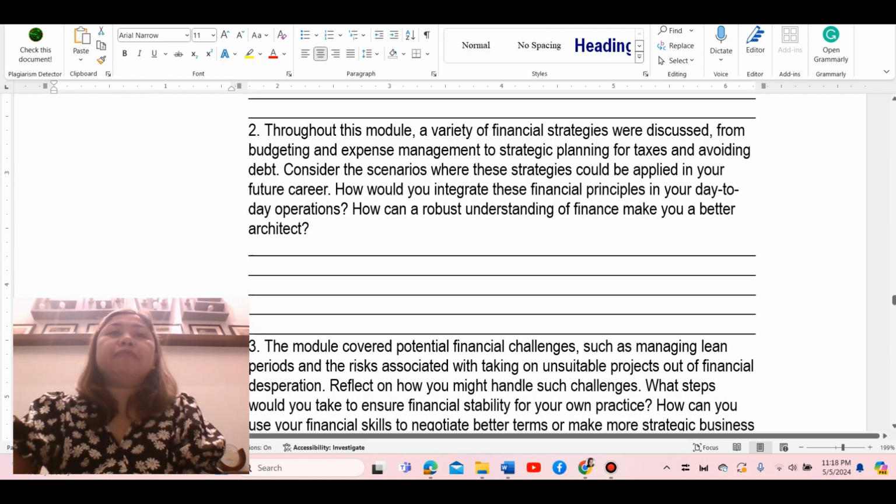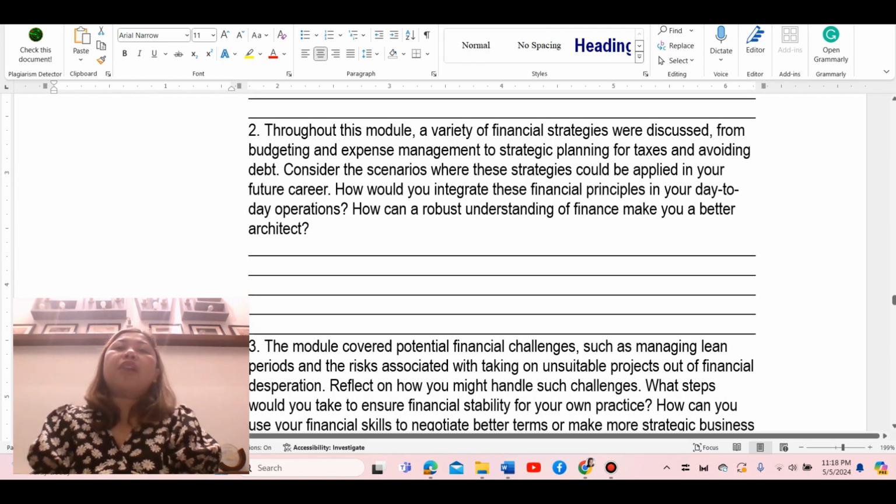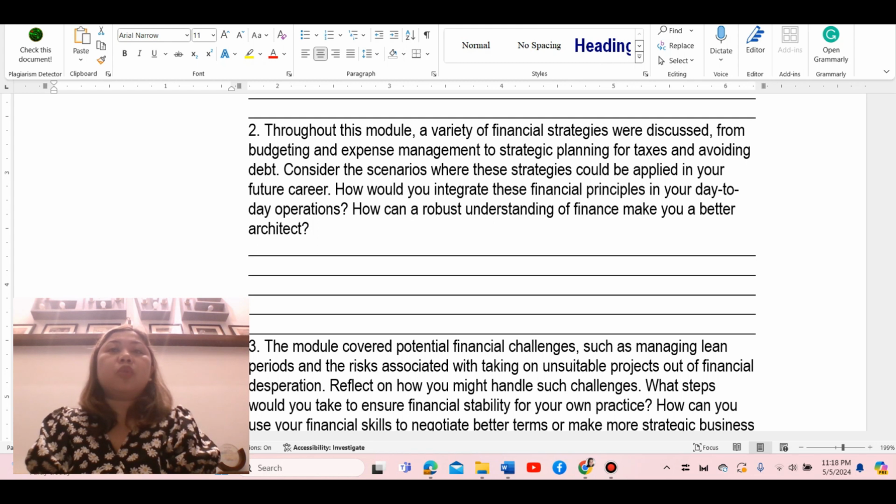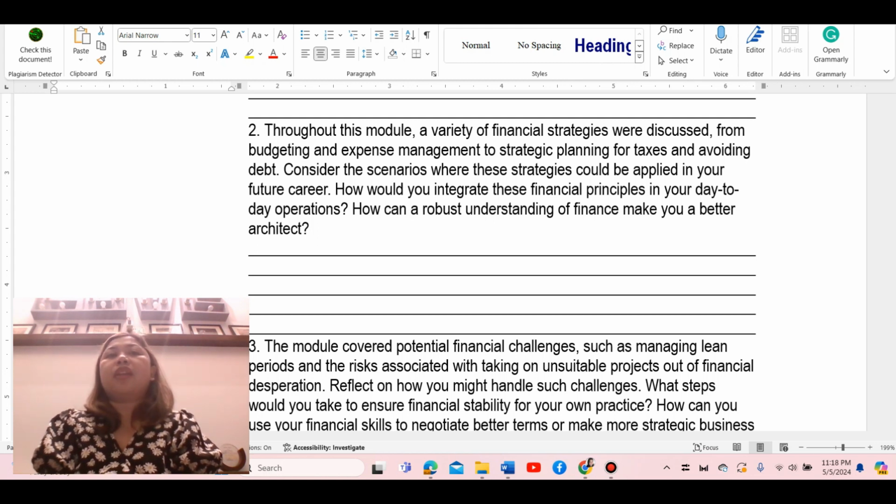Second, throughout this module, a variety of financial strategies were discussed, from budgeting and expense management to strategic planning for taxes and avoiding debt. Consider the scenarios where these strategies could be applied in your future career. How would you integrate these financial principles in your day-to-day operations? How can a robust understanding of finance make you a better architect?